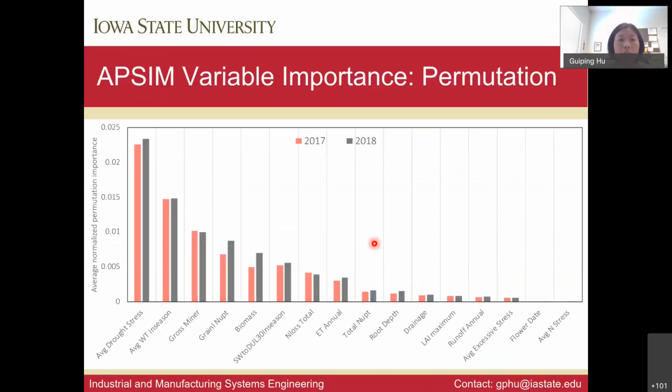Okay, so here the different color bars represent the different years. The salmon is 2017, and the gray is 2018. The key message I want to deliver here is that average drought resistance and also average water table in the season are the top 2 important features. And as you can see, across the years, they tend to be relatively consistent. And this is not based on just one simulation run or one analysis. We've done rigorous permutation analysis to look at a variety of scenarios.